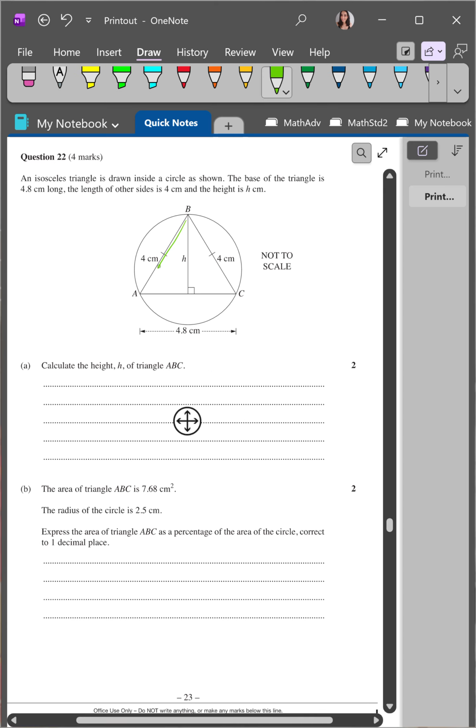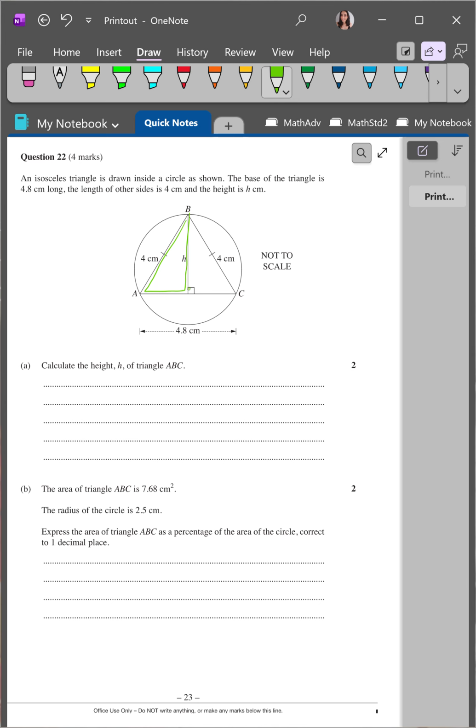So, let's have a look at just one of these triangles as a right angle triangle. We have this hypotenuse length is 4 centimeters, the height we're trying to find, and this base length is going to be 4.8 divided by 2. So 4.8 over 2 equals 2.4. So that's what this base length here is going to be, in centimeters. Now we want to try and find h.